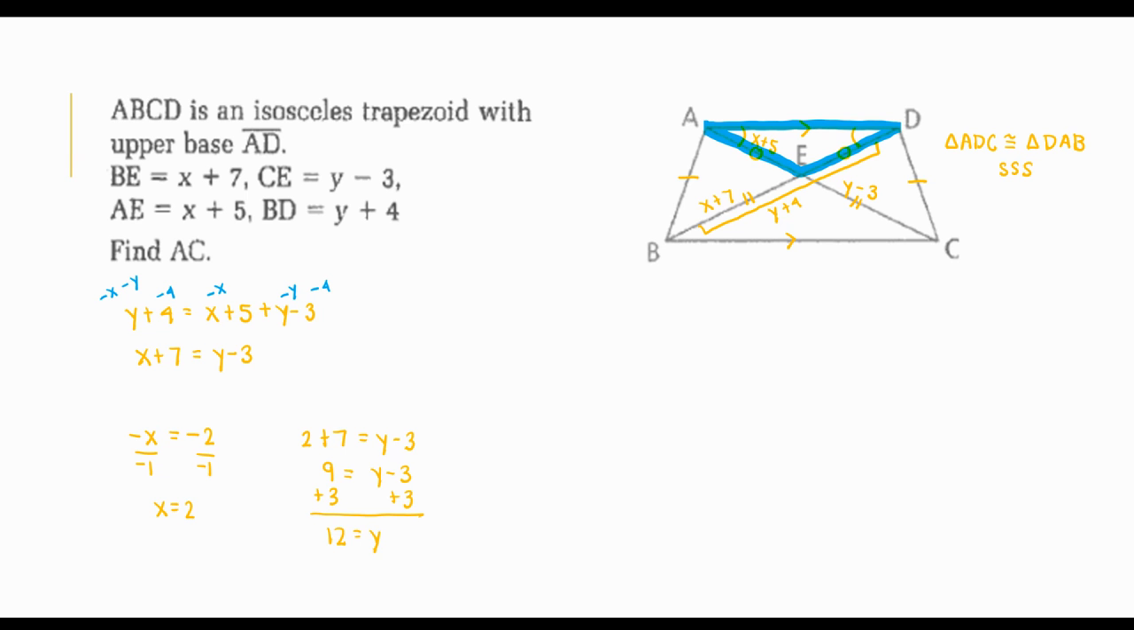And so if they want me to find AC, AC is me adding x plus 5 plus y minus 3. Well, now I know that x is 2 and y is 12. So 2 plus 5 is 7. 7 plus 12 is going to give me 19. And then I'm going to subtract 3. And that's going to give me AC to be a length of 16.